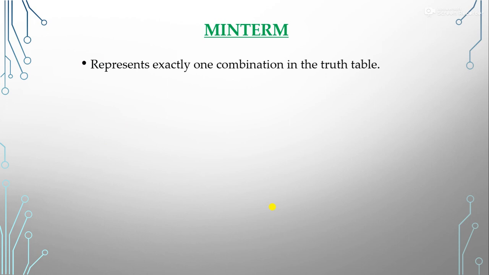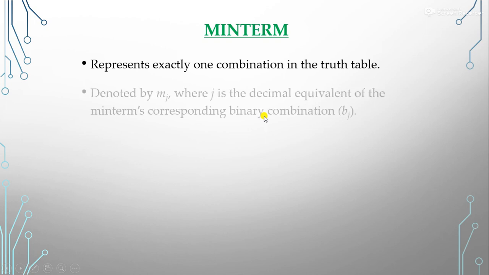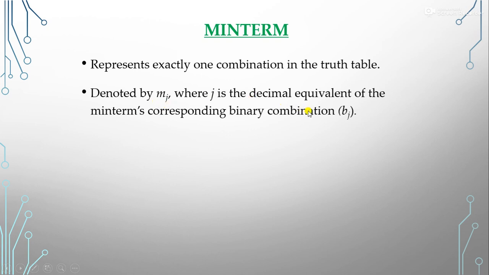Now, what are the min terms? Because here we have a lot of use of min terms. First of all, a min term is exactly one combination in our truth table. Here we denote it by small mj, where j is the decimal equivalent of the min term's corresponding binary combination bj. What are these binary combinations? You know that binary numbers are 0 and 1 only. So bj has the values 0 and 1. If we have two variables, we take 1 and 0. If we have three variables, we take 0, 0, 0 or 0, 0, 1 like that in our truth table.